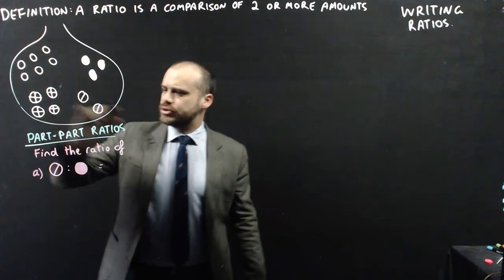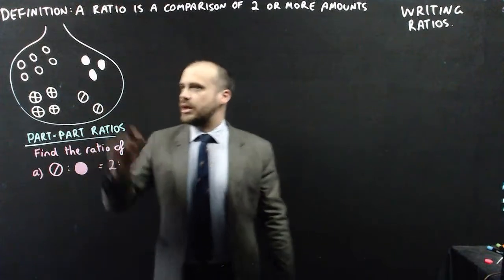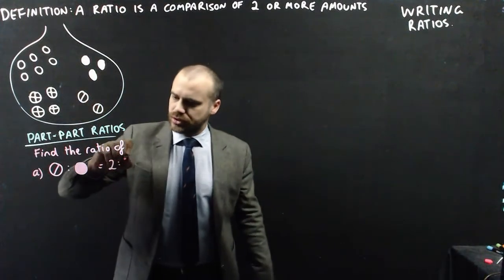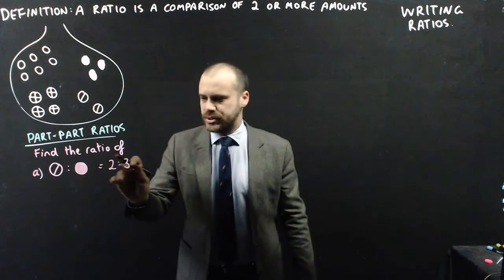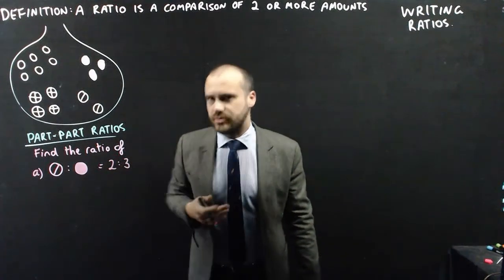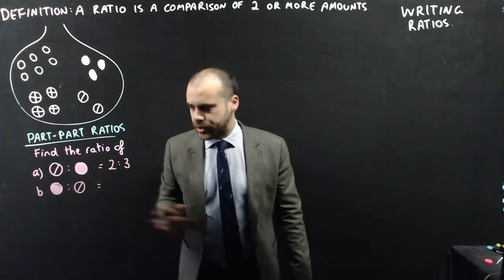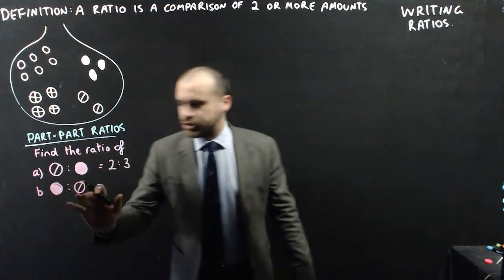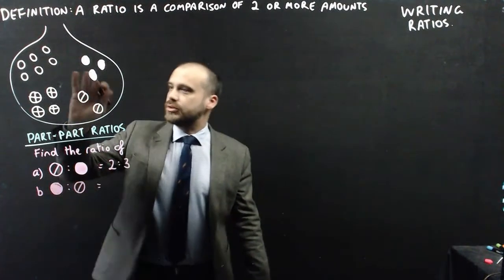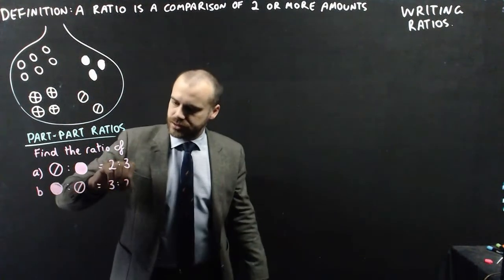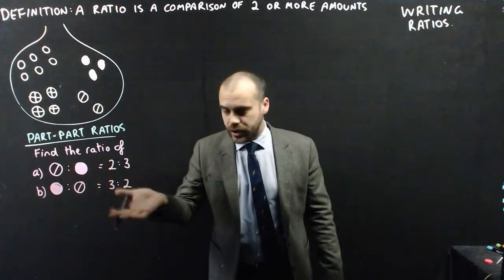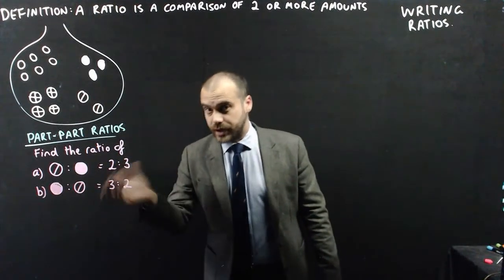I have 2 striped marbles and I have 3 solid marbles. The ratio is 2 to 3. We say that as 2 is to 3. Now you can always turn a ratio around. So if we're doing solid to stripe, this time it's going to be 3 solids to 2 stripes. Obviously when you're writing them, it's important that you write them in the correct order.